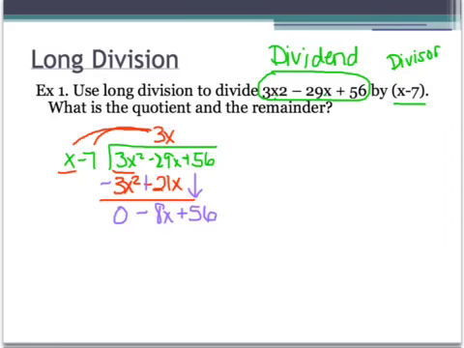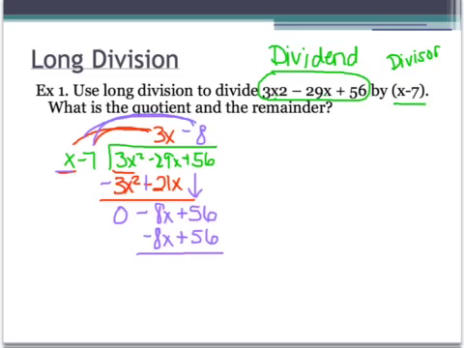And we have 56. I'm going to go ahead and disregard the 0, and I will look how many times does x go into negative 8x? Or think what times x will give me a negative 8x. That's going to be a negative 8. So I take negative 8 times x, and negative 8 times negative 7 is positive 56.